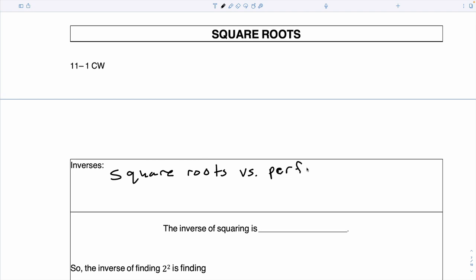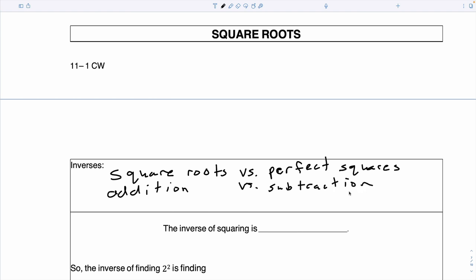What are some other opposites that you learn in kindergarten? I'm thinking addition and subtraction. That's an inverse. Addition versus subtraction would work. What's another inverse? You learn it in like 3rd grade. Yeah, multiplying and dividing is another one.